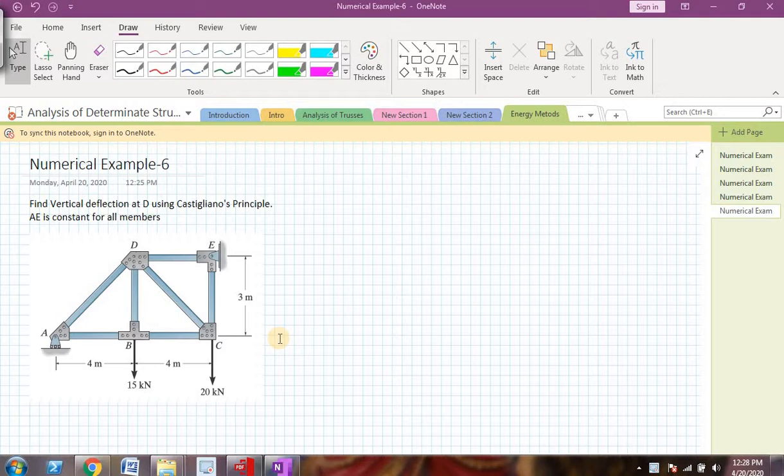So we are in the process of finding the deflection in case of trusses using Castigliano's principle. Now we will take this truss. We have already solved this truss in my previous videos using virtual work principle, and we have found the vertical deflection at point D. Now we'll take the same truss, and I need to find the vertical deflection at point D, but using Castigliano's principle. So the procedure remains same.